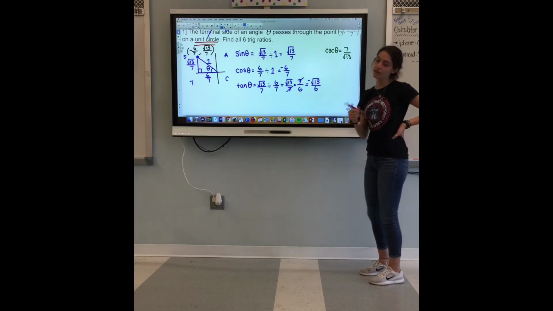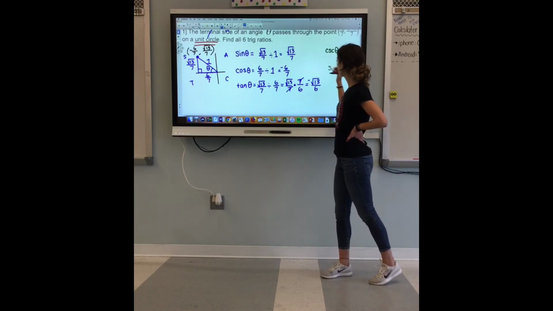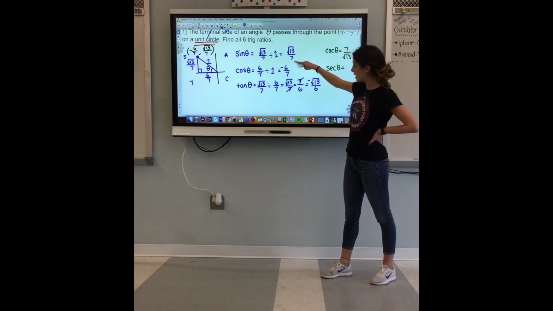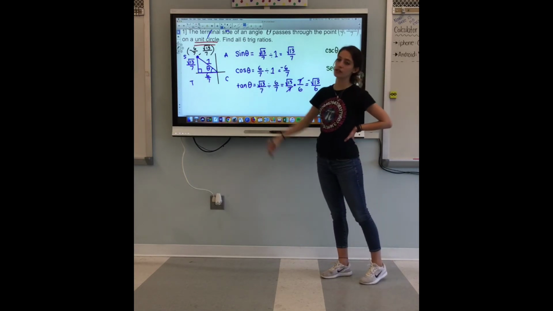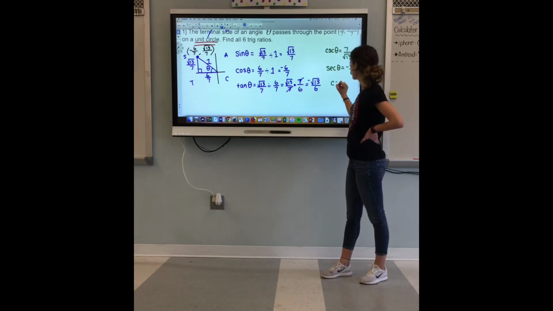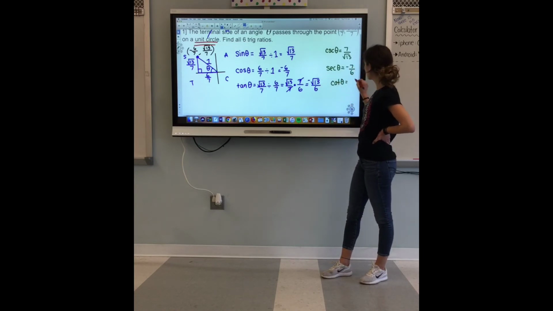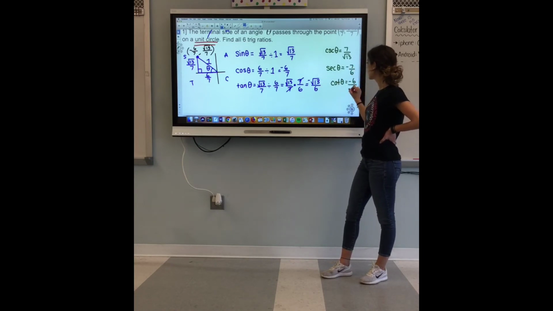So the reciprocal of cosine of theta is secant of theta. Again, just flip it and you get negative 7 over 6. And lastly, the reciprocal of tangent is cotangent. So to find the reciprocal, just flip it. So negative 6 over radical 13.